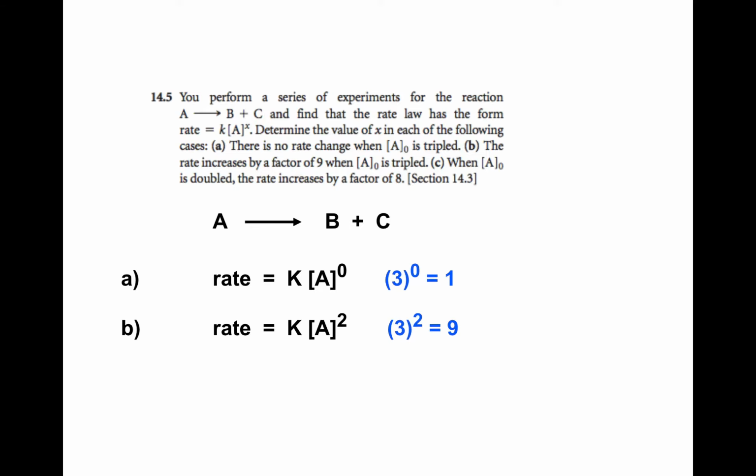And for the last one, C, when A is doubled and the rate increases by a factor of 8, what's the relationship? Again, this is an exponential to the 3rd power. If I double the concentration of A, it's not going twice as fast. It's not going 4 times as fast. It's going 8 times as fast. So this implies a third-order relationship. Taking the concentration, raising to the third power, this is how I get an 8-fold increase in the rate of reaction.